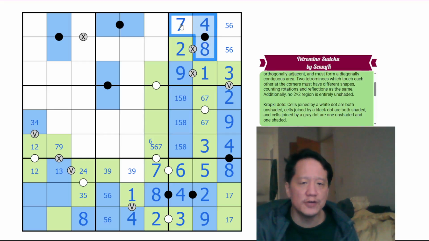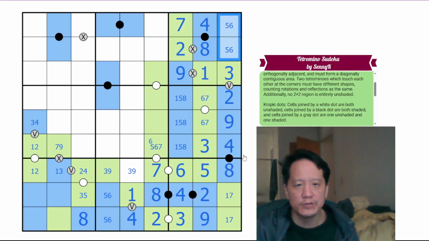4, 8, and 7 add up to 19, with 4 adds up, well, it couldn't anyways. So it would have to be 4, 7, 8, and 4, which obviously can't be in the same tetromino. So this is not in the tetromino. This must be a tetromino there. This can't connect because then it would be part of the same tetromino. So this is green, which makes this blue.